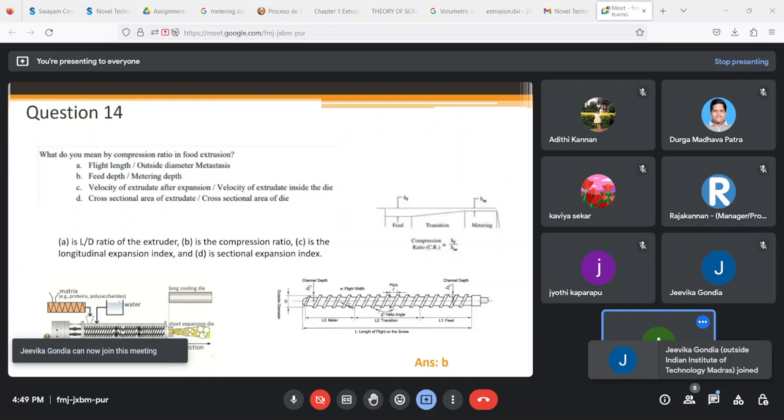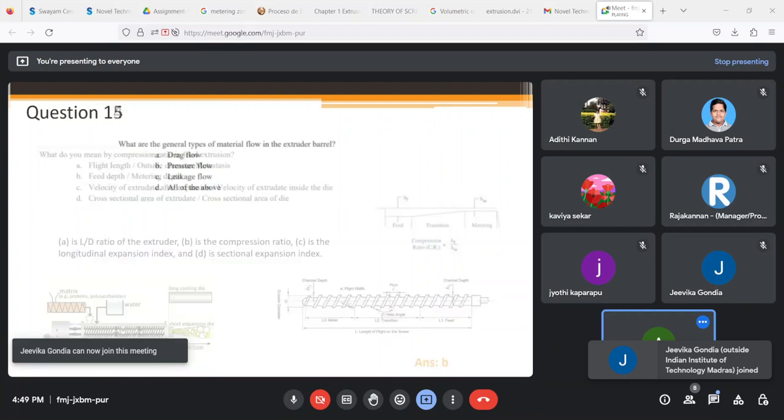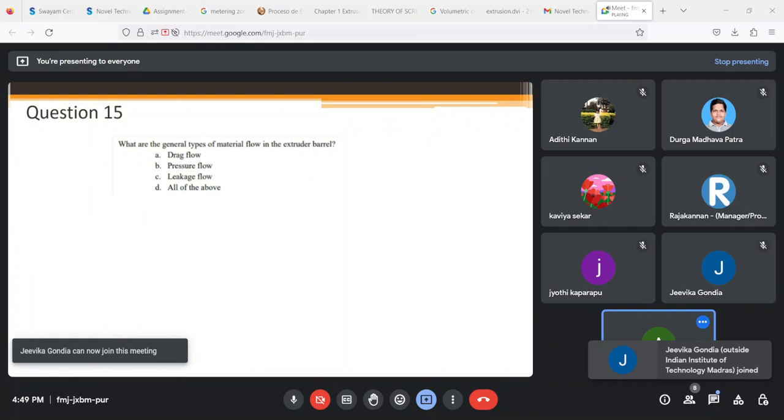Okay, so moving on to question 15. What are the general types of material flow in the extruder barrel? A is the drag flow, B pressure flow, C leakage flow, and D all of the above. So what is the answer for this question?